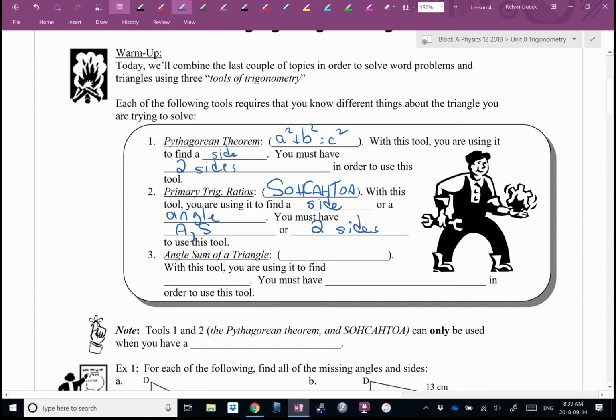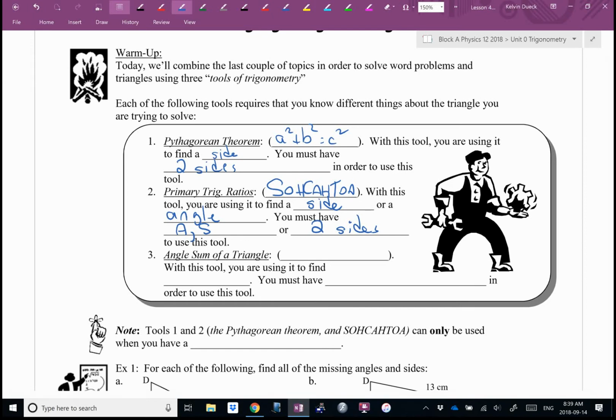And then the last thing I haven't mentioned specifically, but I sort of alluded to it last day, is the angle sum of a triangle. What do all three angles of a triangle always add to? Sorry, I should clarify that. That is not true. They don't always add to 180 degrees. What do all three angles of a triangle that's on a flat surface always add to?